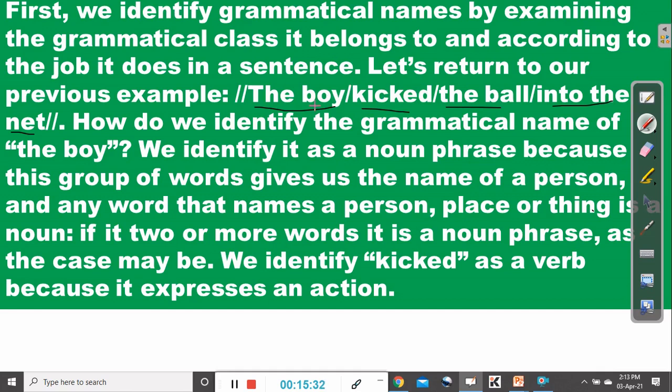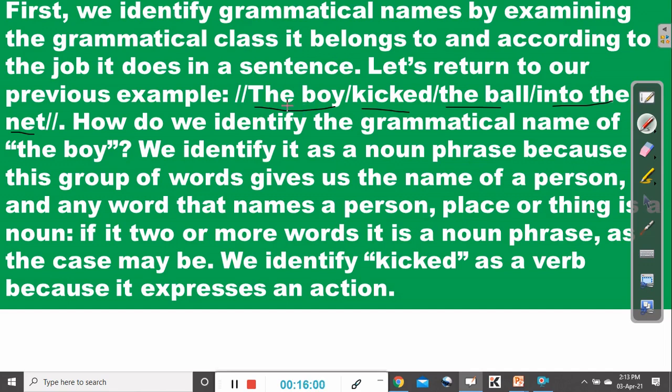So certainly that gives us the clue that this group of words is telling us about a person or a thing. And the only thing that can identify a person or a thing is a noun or a noun phrase or a noun clause, as the case may be. So this is how we identify the grammatical name.